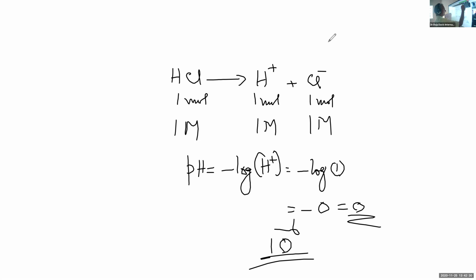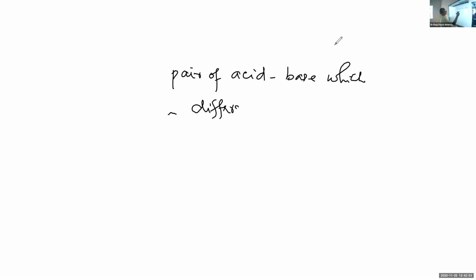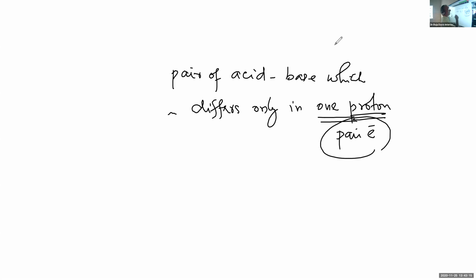Bronsted theory of acid and base. Acid is a proton donor, base is a proton acceptor. Conjugate pair: a pair of acid and base which differs only in one proton. But some of you wrote which differs only in one pair of electrons. That is wrong. That is not a conjugate pair. It is one proton, not an electron pair. Remember, it is not the electronic concept, it is the protonic concept.